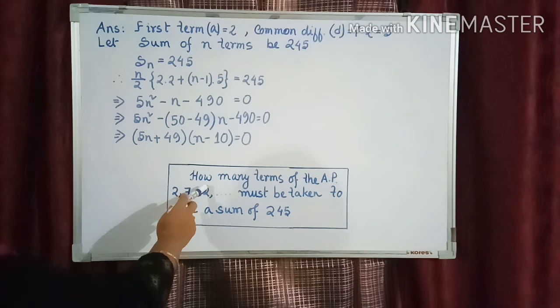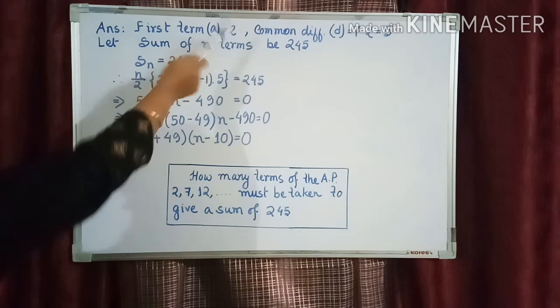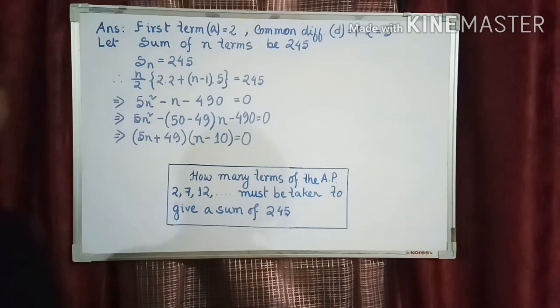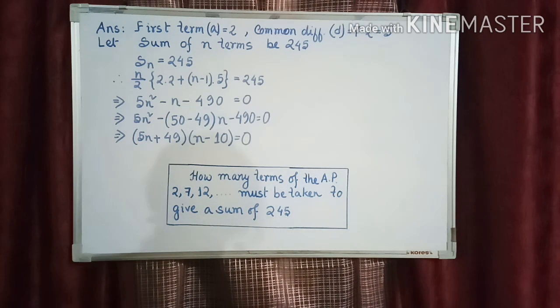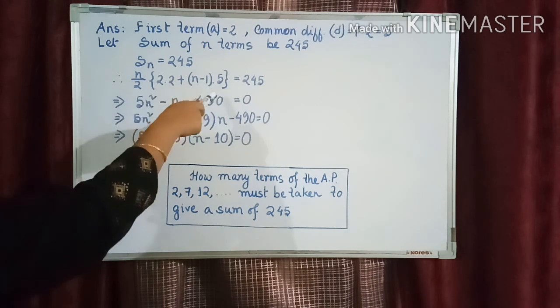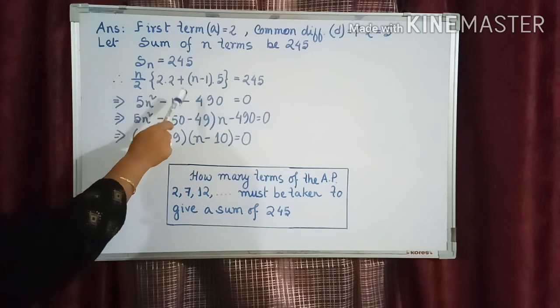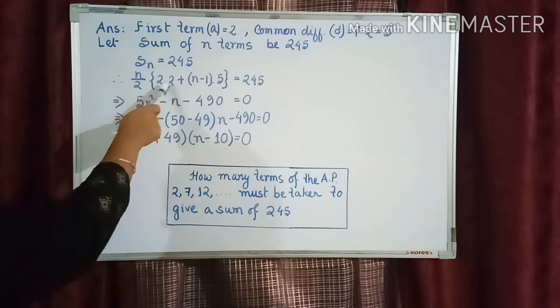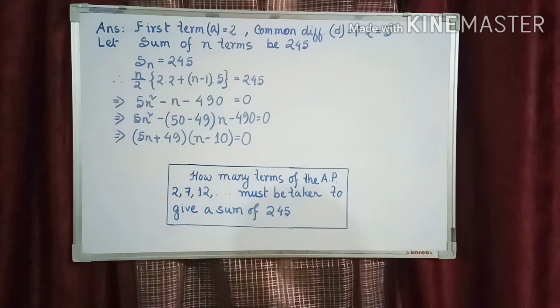In the third question, how many terms there are, where the sum we know. So first of all again we have to find the first term, 2, and the common difference, 5. As we don't know how many terms there are, we can take the sum of n terms equal to 245, so Sn equal to 245. After that we will write down the formula where n is unknown, A and D are known, only n is unknown. So n by 2 in bracket 2 into 2 plus (n minus 1) into 5, bracket close, equal to 245 we can write. After that, if we simplify it, we will get a quadratic equation.